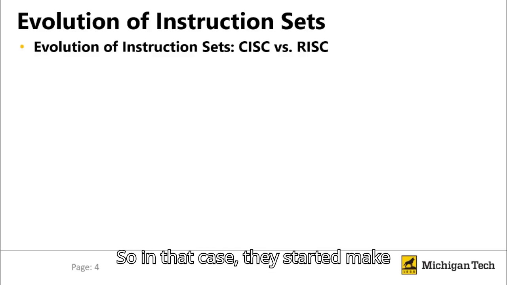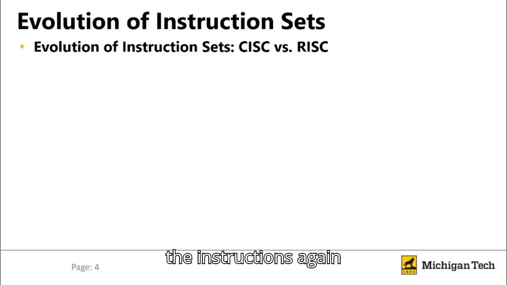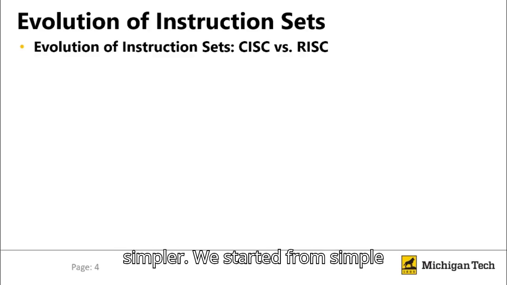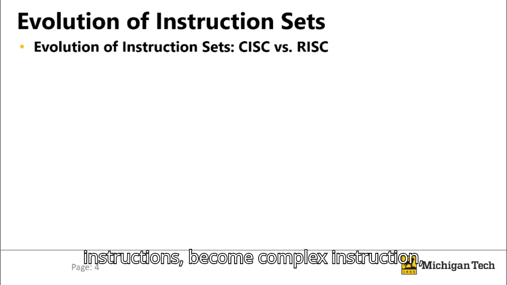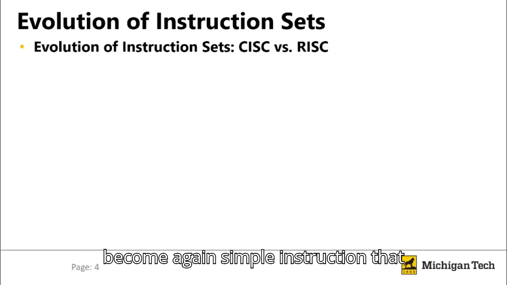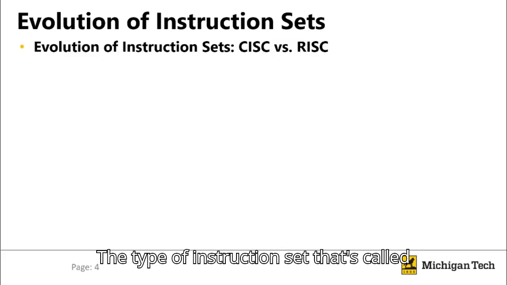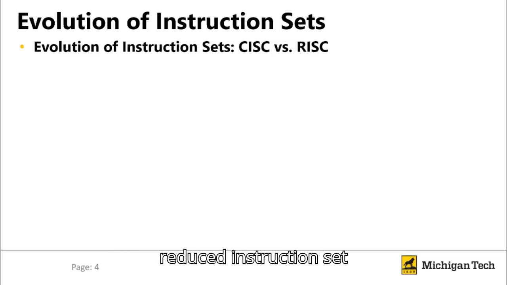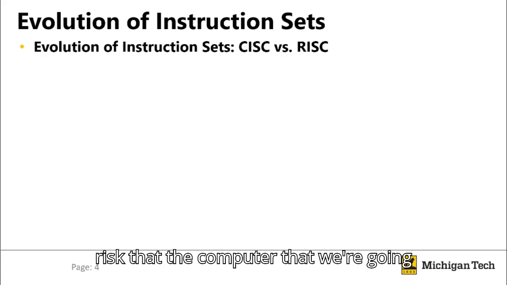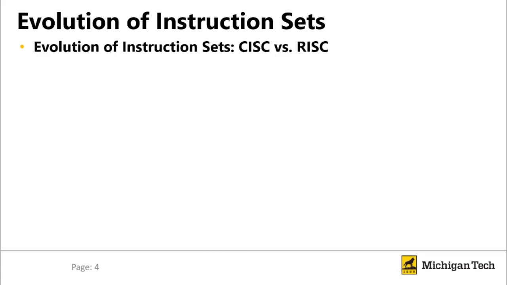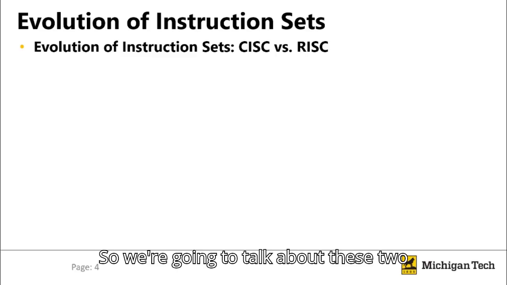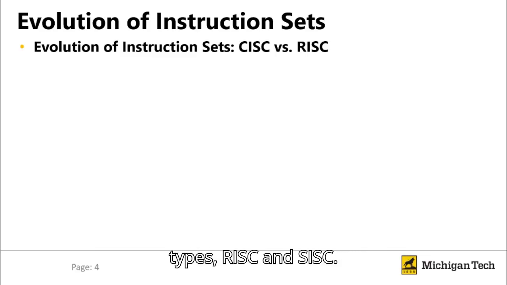So in that case, they started making the instructions simpler again. We started from simple instructions, became complex, and became simple again. New computers mostly use the type of instruction set called reduced instruction set, RISC, and the computer that we're going to work on is also RISC. So we're going to talk about these two types, RISC and CISC.